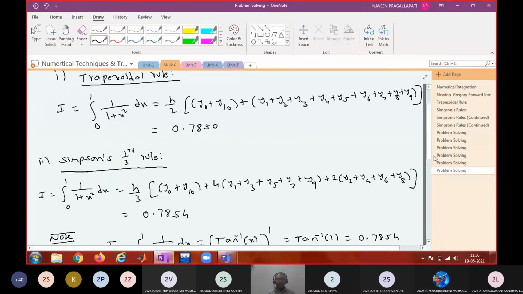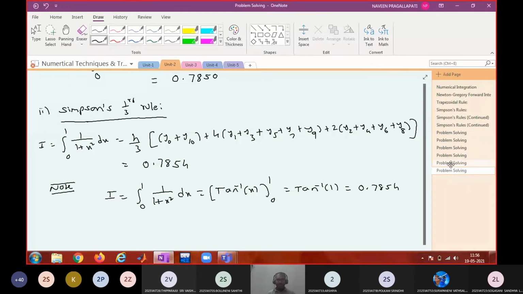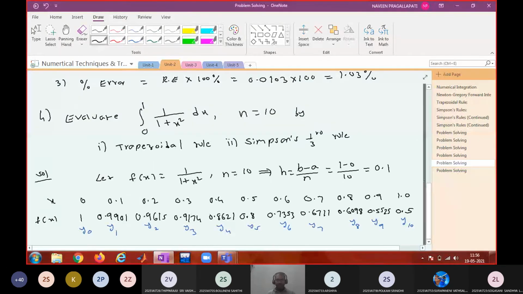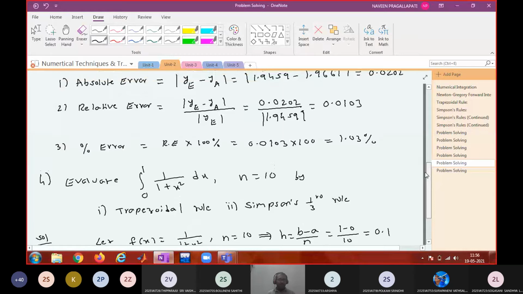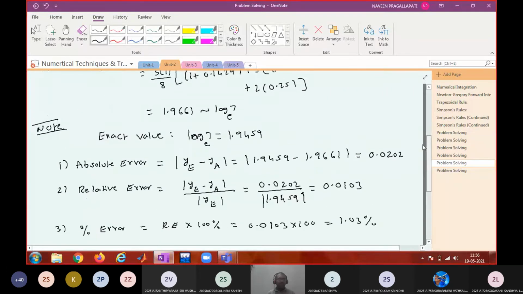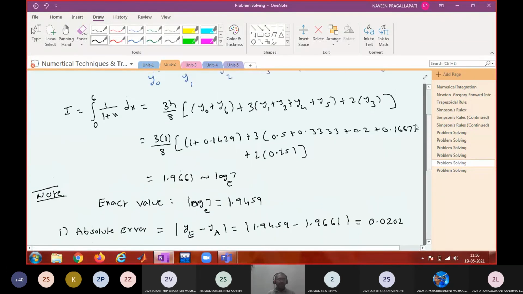So I think in most of the problems, Simpson's 1/3 rule is a closer value. What about the previous one? Exact value is 1.9459.